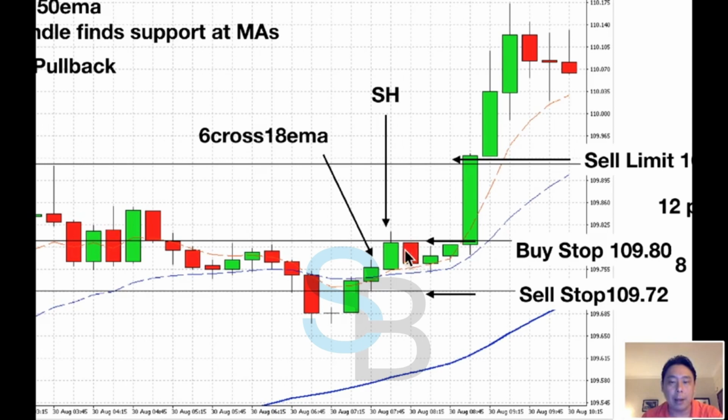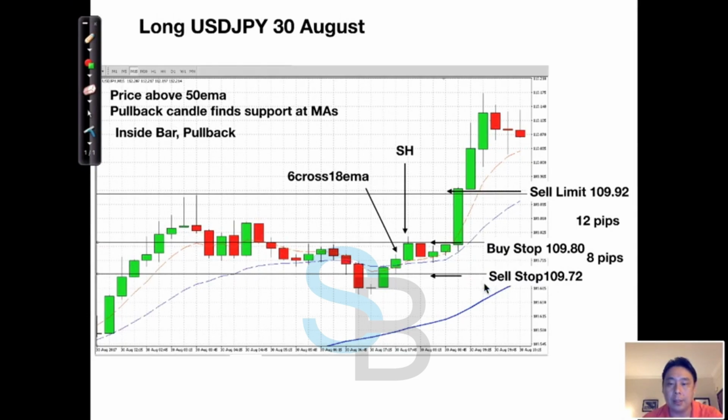So after the inside bar, what happened? We had a pullback candle making a lower high and a lower low. So the moment this candle closed, what do I do? That's right, I shift my buy order down to the high of this candle, which would be in this case 109.80. Okay, and I place my stop loss at least 8 pips below that. So 109.80 minus 8 is 109.72. So that is my sell stop order or my stop loss.